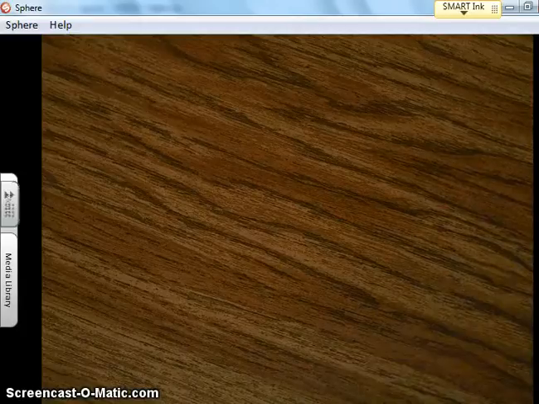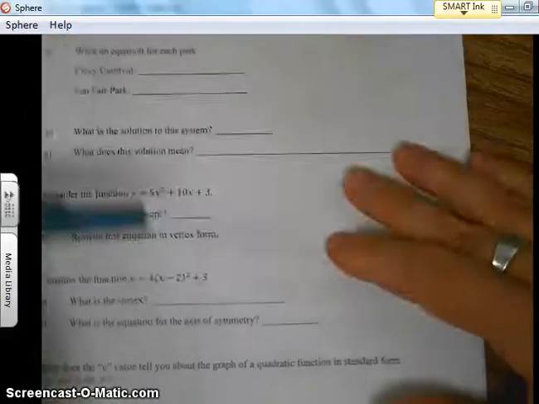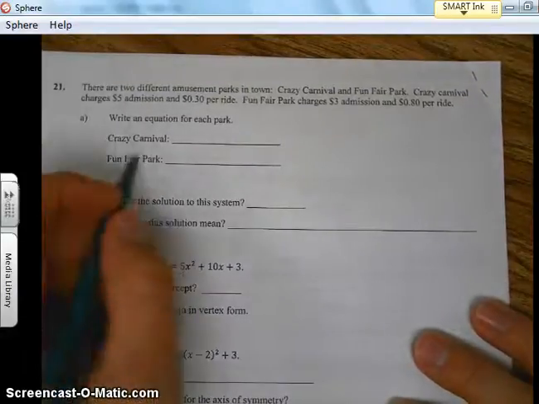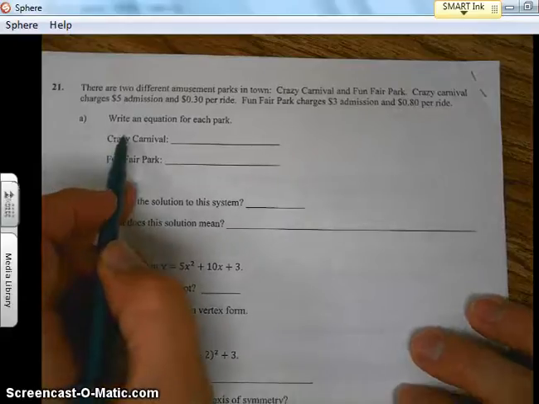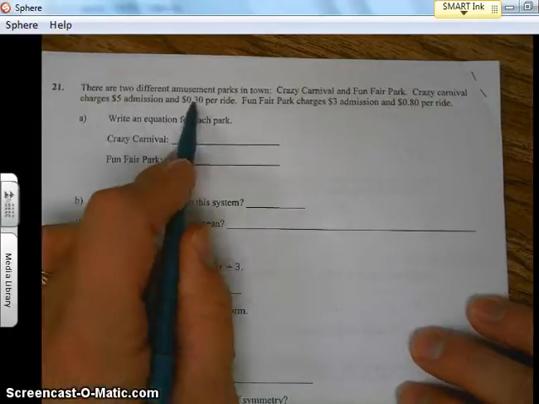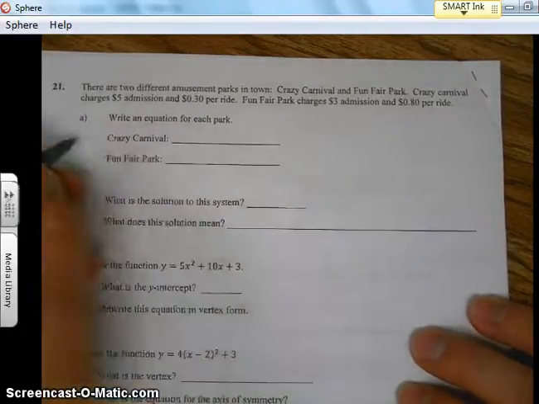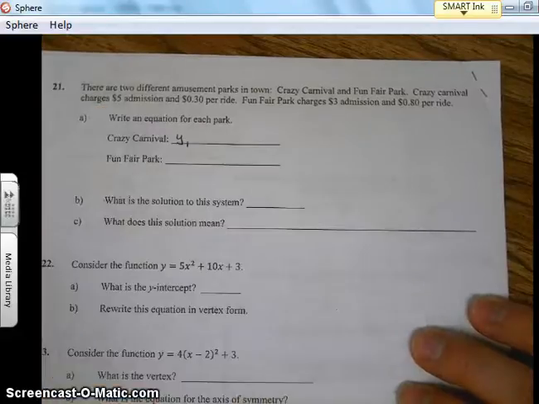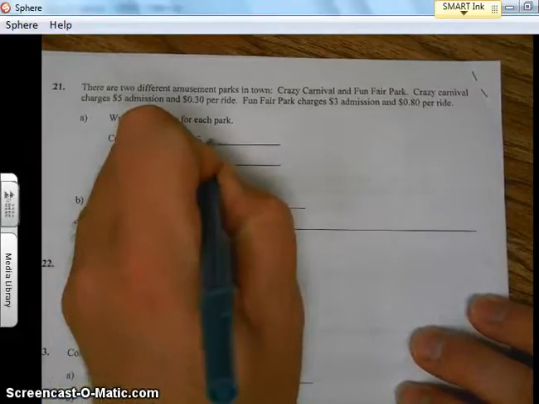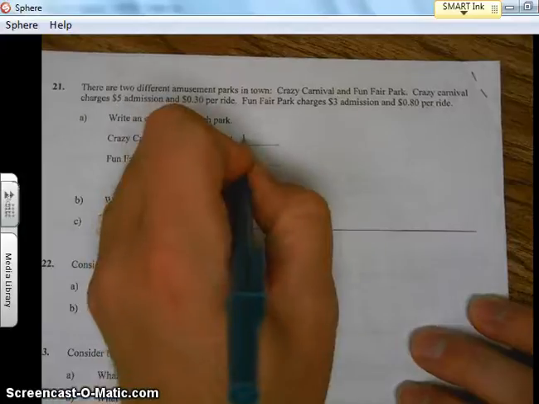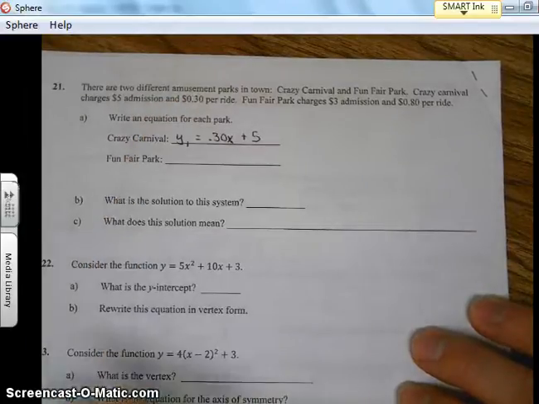Let's see, where are we at? Number 21. So we want to write an equation for each park. So Crazy Carnival is $5 admission plus 30 cents per ride, and that's going to represent the charges. So I'm just going to go ahead and call this my first equation, 30 cents per ride. That's going to be my rate. And $5 for admission. So that's our starting point.